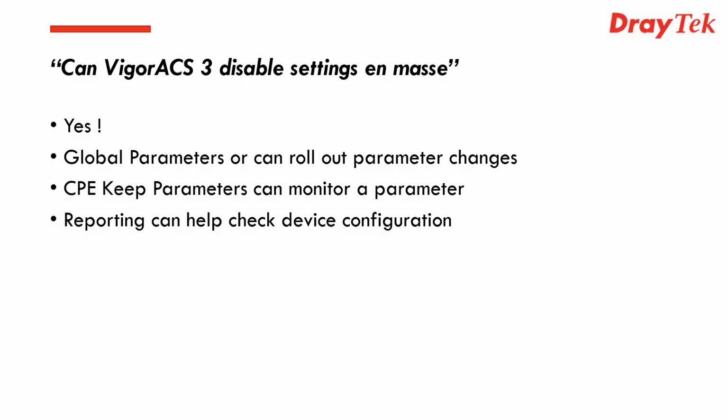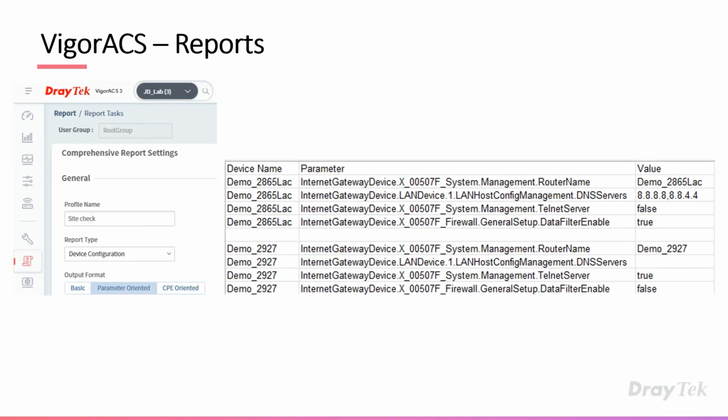And just to highlight as well, the monitoring and reporting functionality of Vigor ACS. We have the ability to generate reports on Vigor ACS, and these reports can be one-off reports or they can be scheduled at specific times, and the results can be sent via email to specific members within the business as well. And the device configuration report is really quite useful because it gives you a way to monitor key security configuration that might be on the device or any other configuration you're interested in.